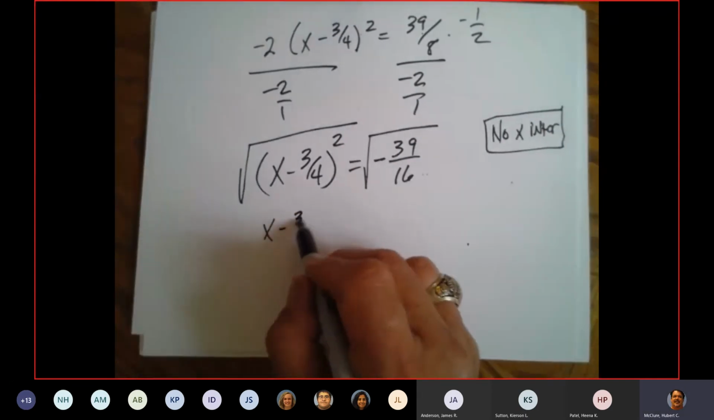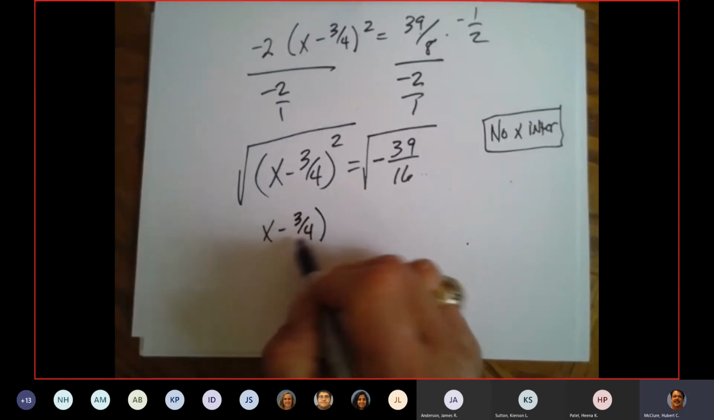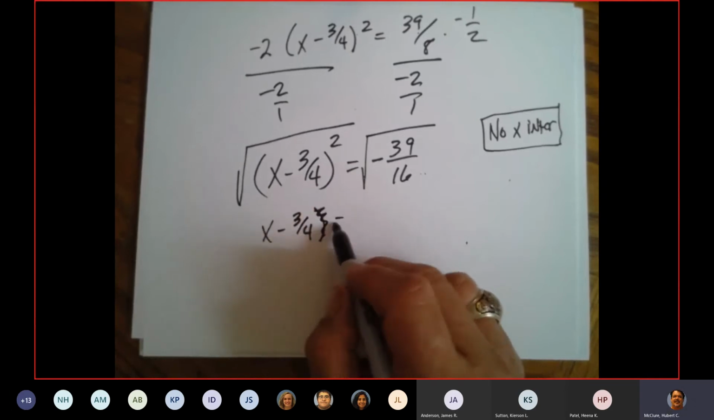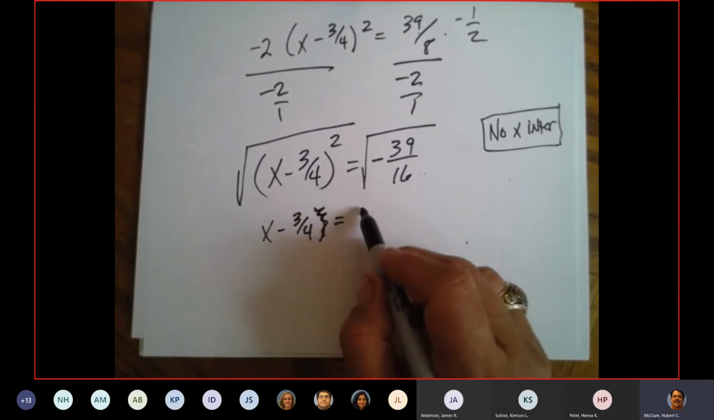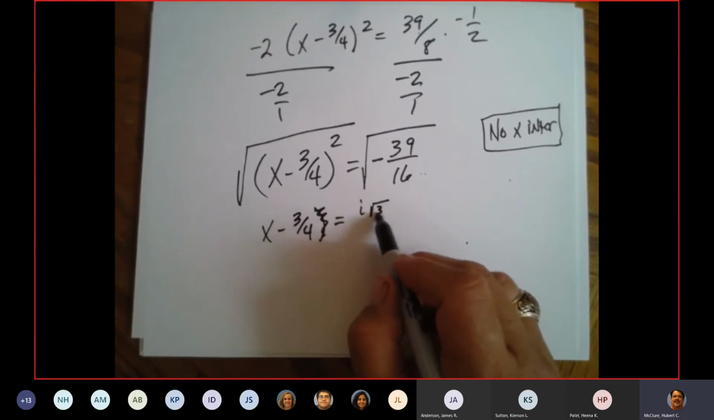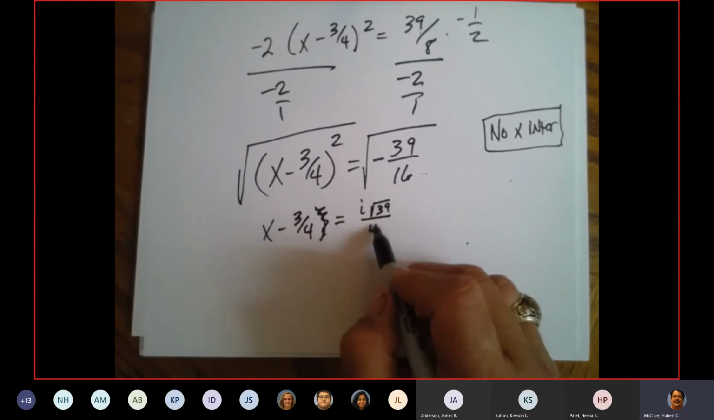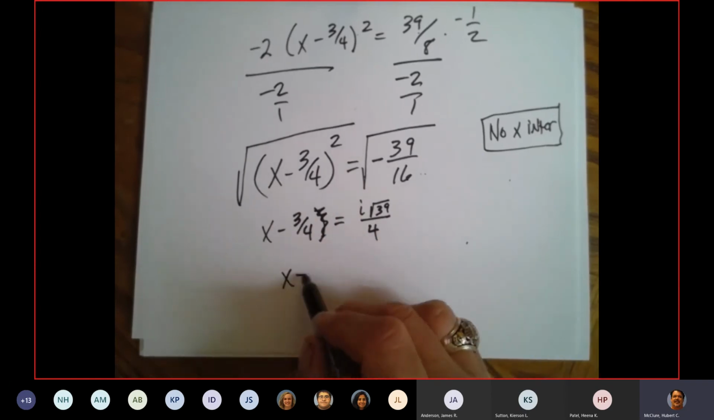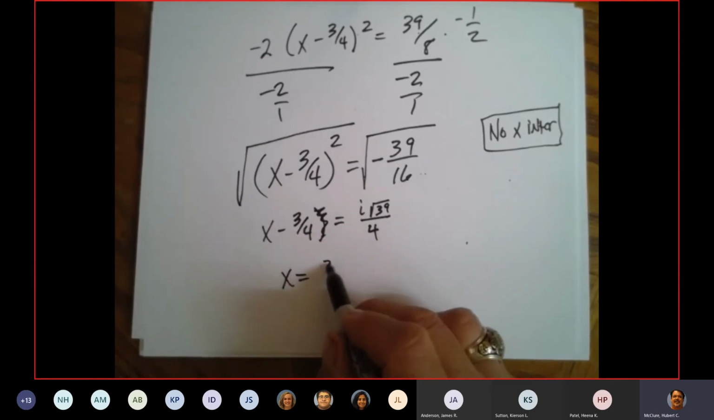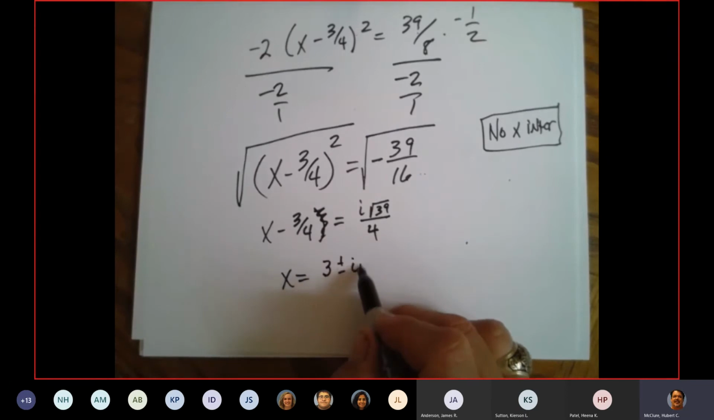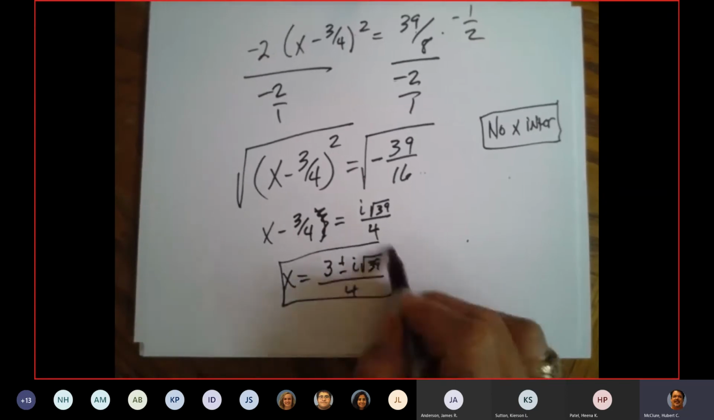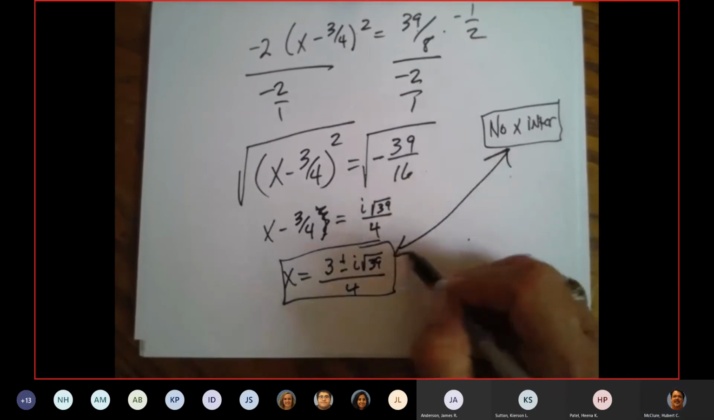So x minus 3/4 quantity squared is equal to i square root of 39 over 16, and I don't really care about that. And x is equal to 3 plus or minus i square root of 39 over 4. And that answer goes with this answer.